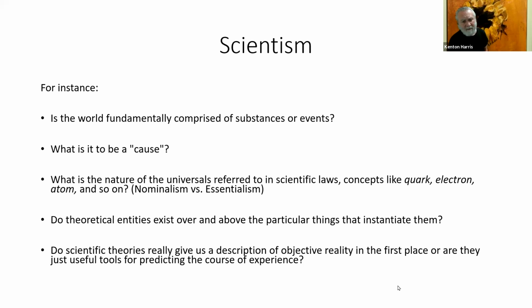Likewise, do theoretical entities exist over and above the particular things that instantiate them? Also, do scientific theories really give us a description of objective reality in the first place, or are they just useful tools for predicting the course of experience? This is a philosophical debate between instrumentalists and realists. The instrumentalists are saying, look, what science does is it gives us useful mathematical models for predicting and manipulating experience, but it's not giving us an actual description of a mind-independent world. Whereas the realists are saying, no, it is giving us a description of the mind-independent world.